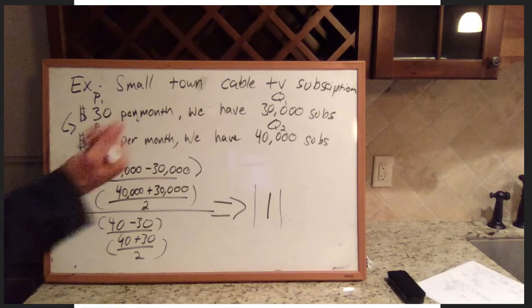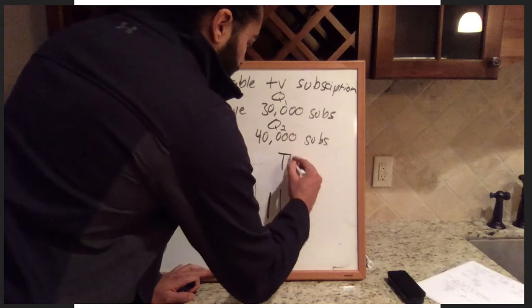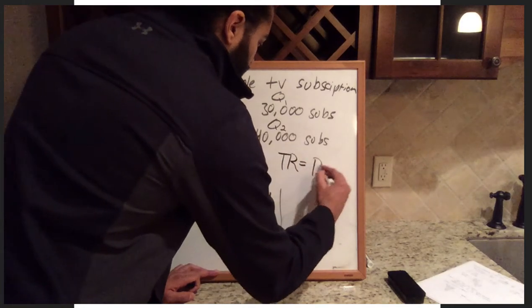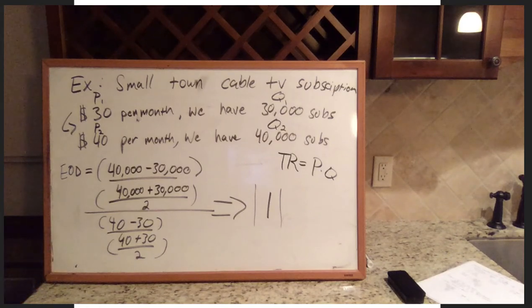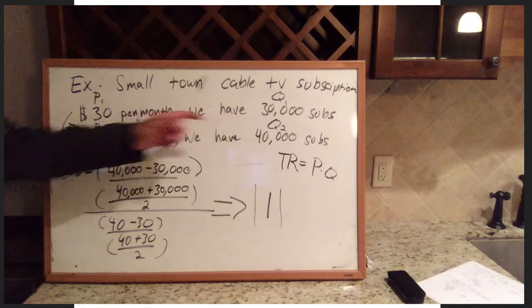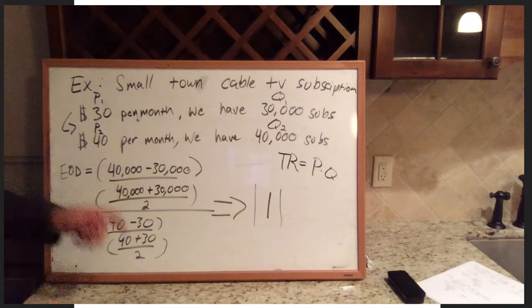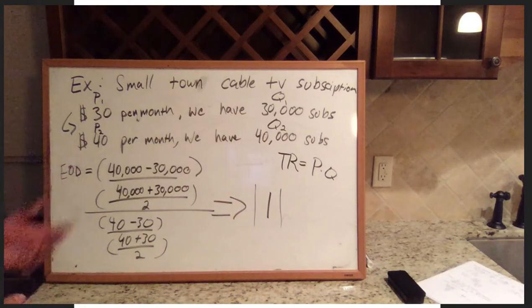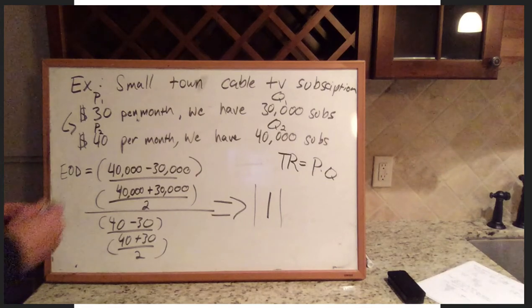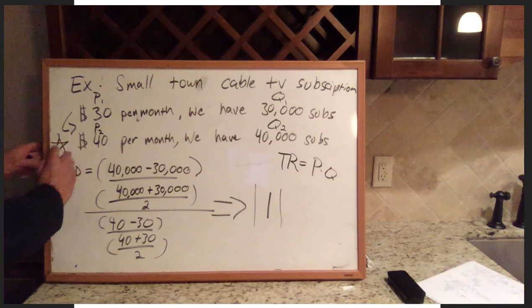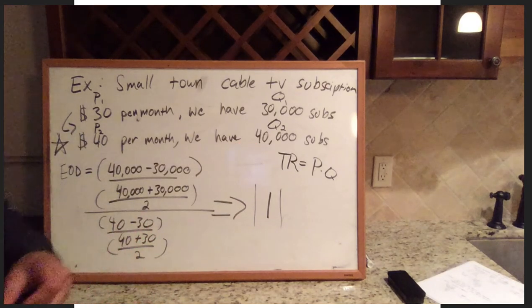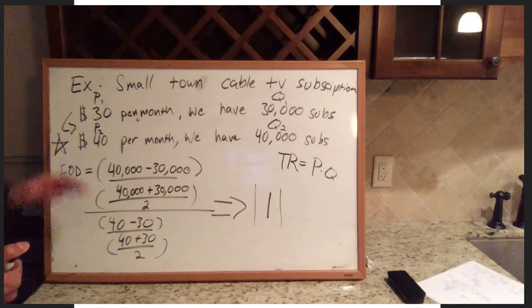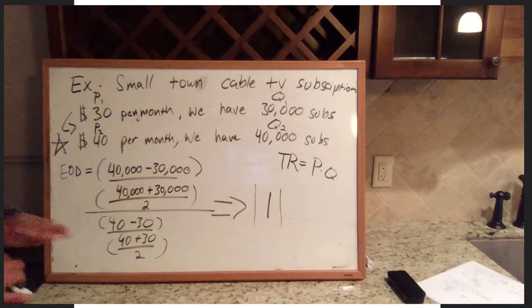So total revenue equals price times quantity. Now, we can calculate our total revenue for each time the price changes. So it'd be 30 times 30,000 and then 40 times 40,000. So from this, you should be able to conclude that when the price is $40 per month and we have 40,000 subscribers, our total revenue is the highest. So this would be optimal if you're just looking in terms of revenue.